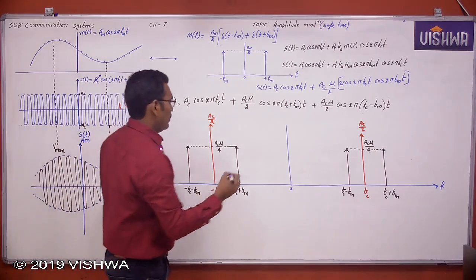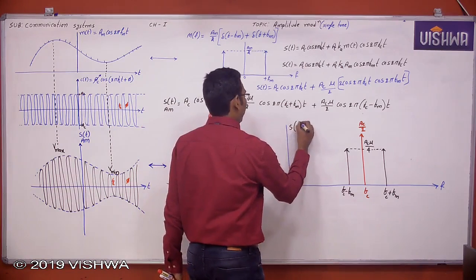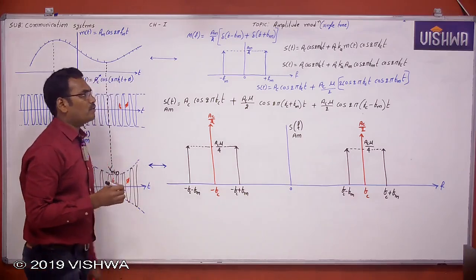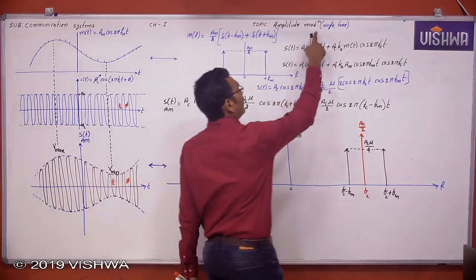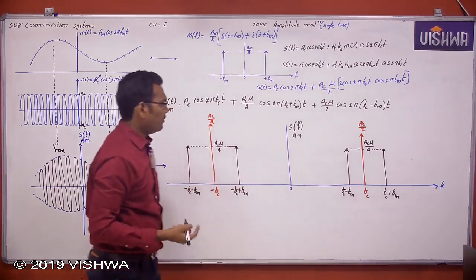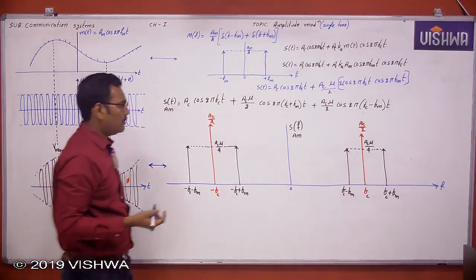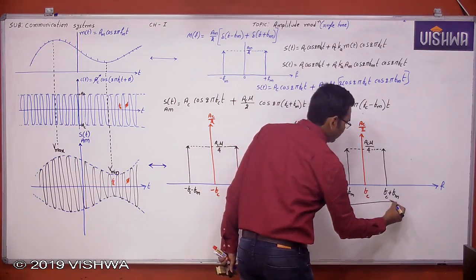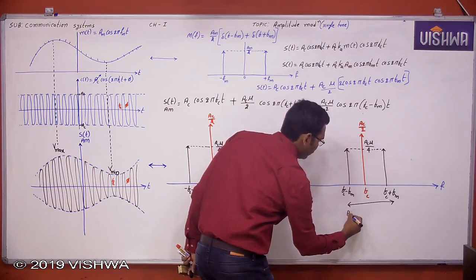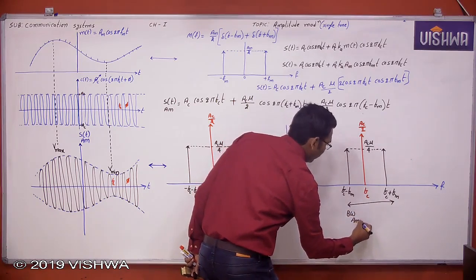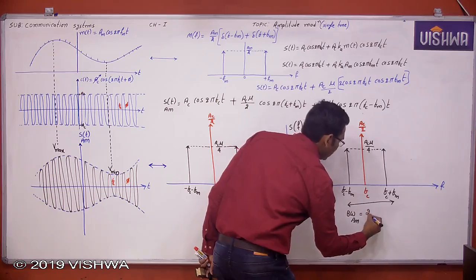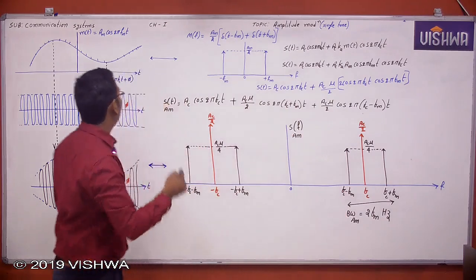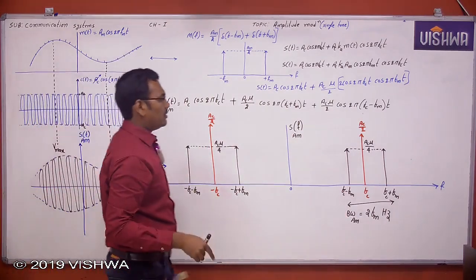Now see here, this is the AM wave in frequency domain, but it is a single tone AM wave. Now see here, is there any change? Yes, this is a carrier, upper side band, and lower side band. What is the bandwidth? The bandwidth of the AM wave is fc plus fm minus fc minus fm, which is 2 fm, because this is a single tone signal.